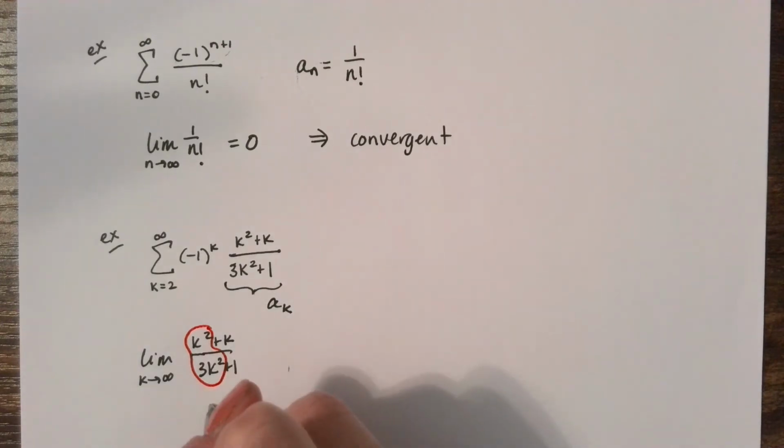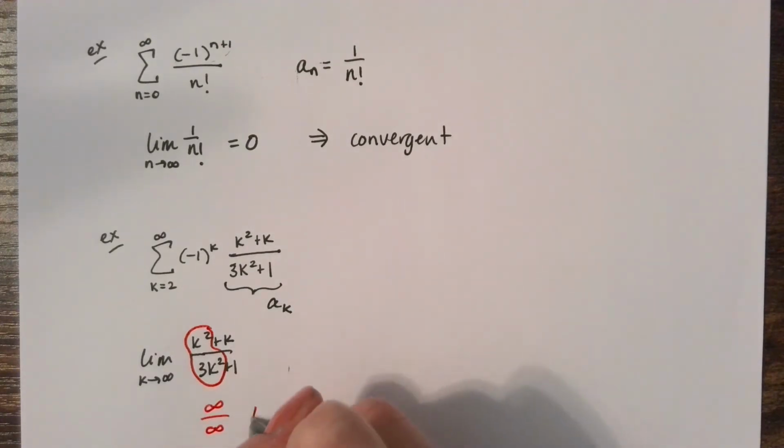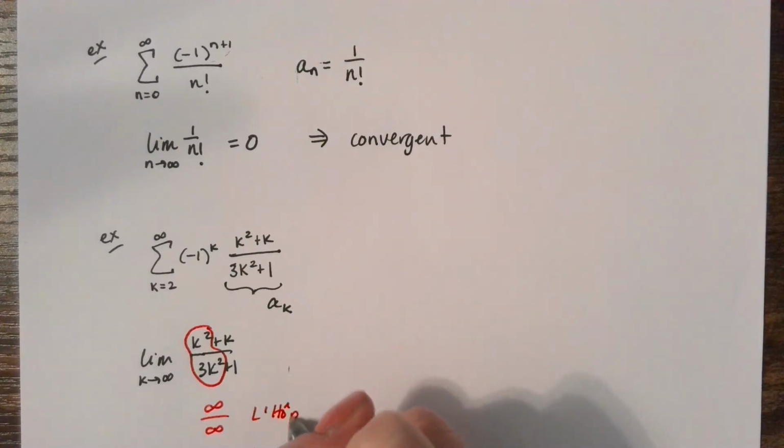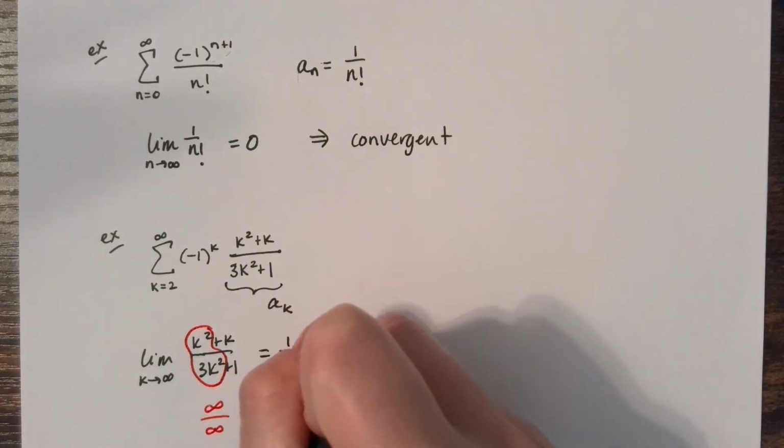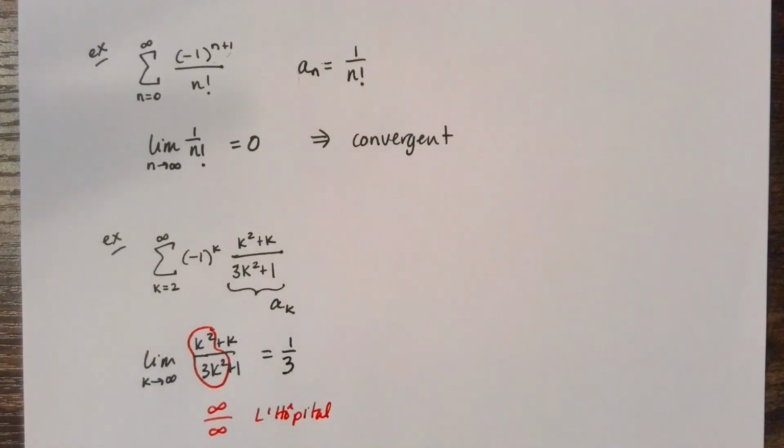You could also realize this is infinity over infinity and use L'Hopital's rule. That would also bring you to 1/3. So whichever way you feel most competent and comfortable with is what you should be using for these limits. The most important thing is that you're comfortable with your answer. Okay, so what we get here is 1/3.